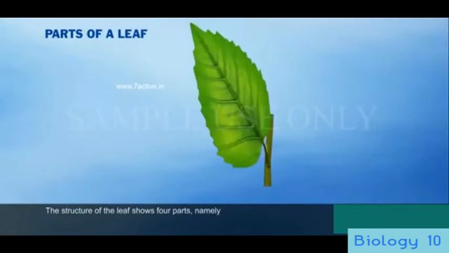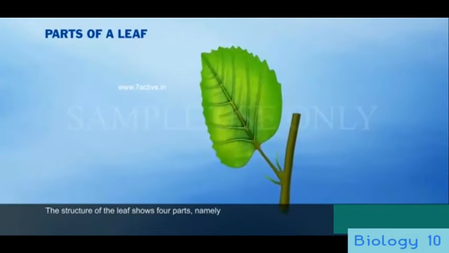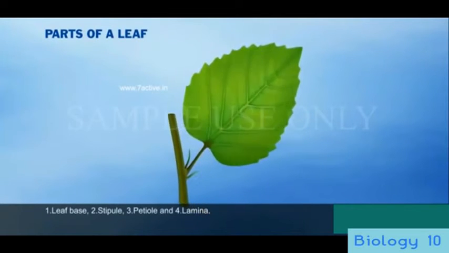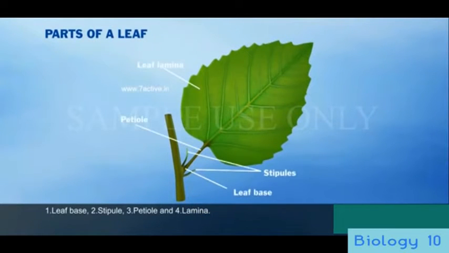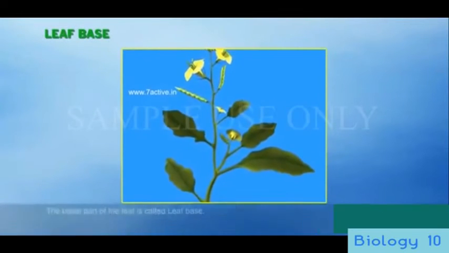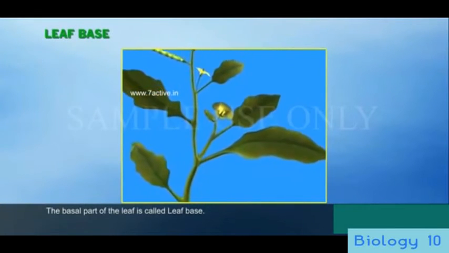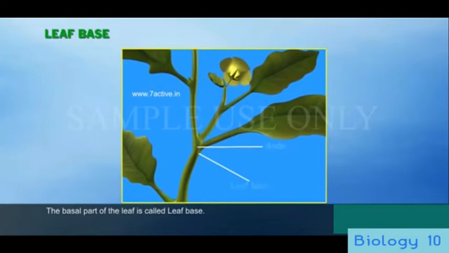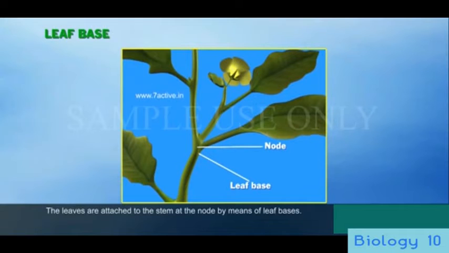Parts of a leaf. The structure of the leaf shows 4 parts, namely 1. Leaf base, 2. Stipule, 3. Petiole, and 4. Lamina. Leaf base. The basal part of the leaf is called leaf base. The leaves are attached to the stem at the node by means of leaf base.